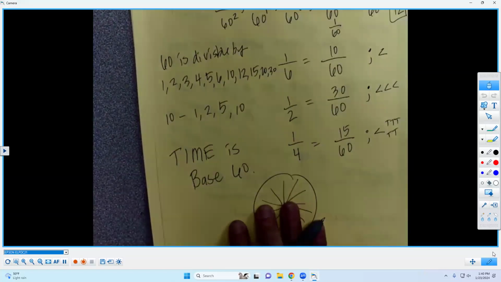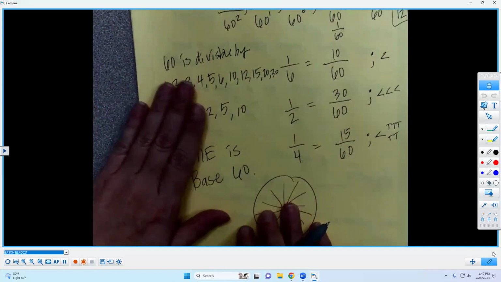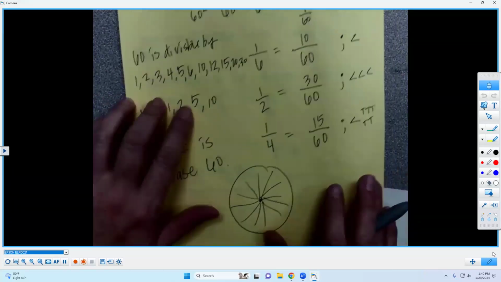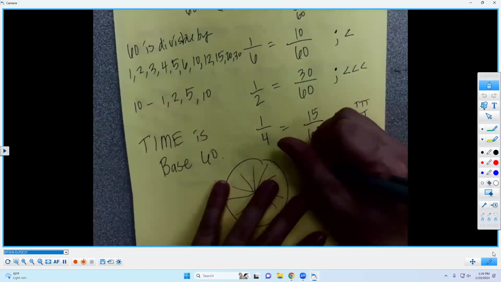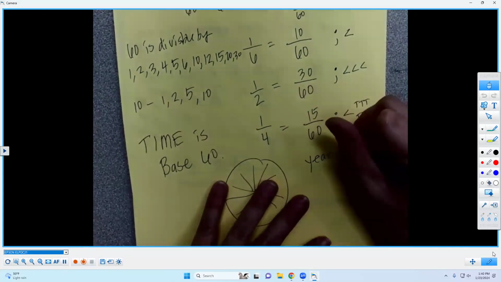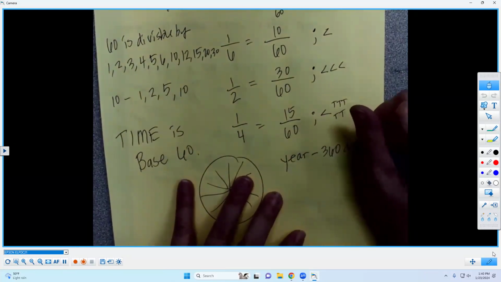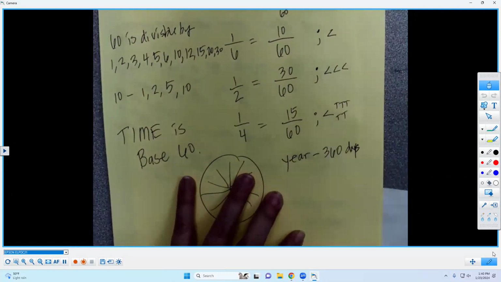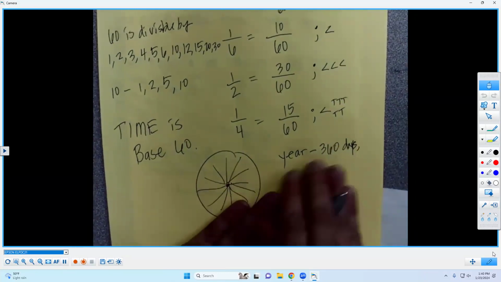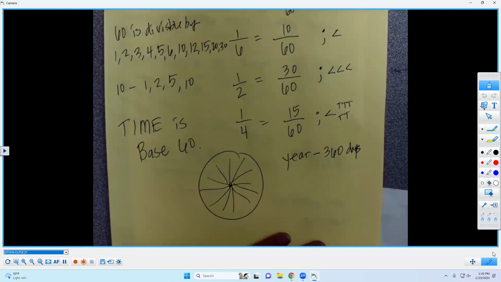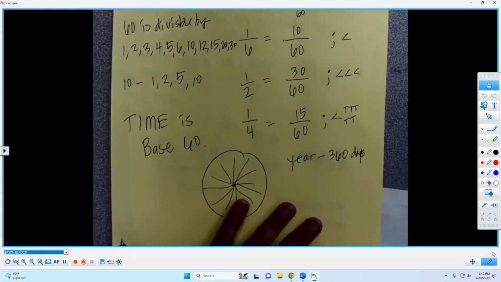Another reason why we think that they might have used 60 as their base is possibly they were able to figure out that a year was close to 360 days. Oh, sorry, I can't spell very well. And so that would be a nice way to express months, years, whatever.